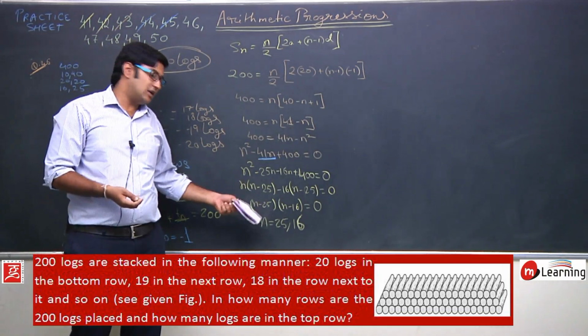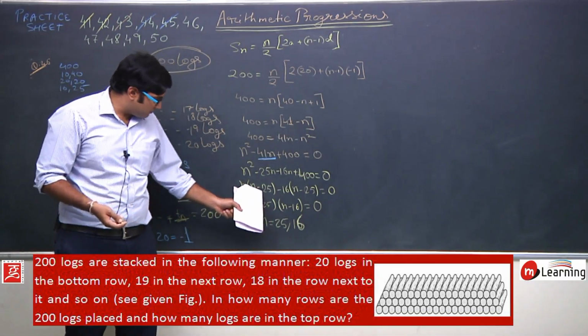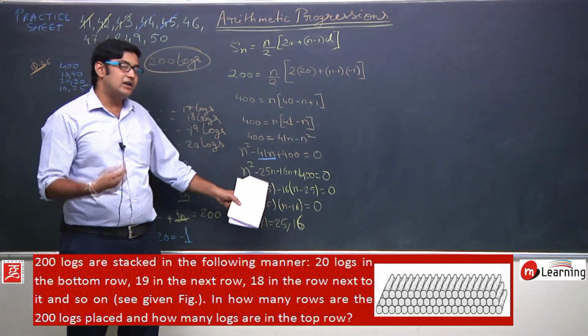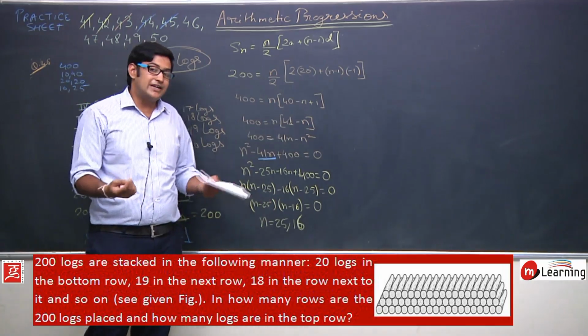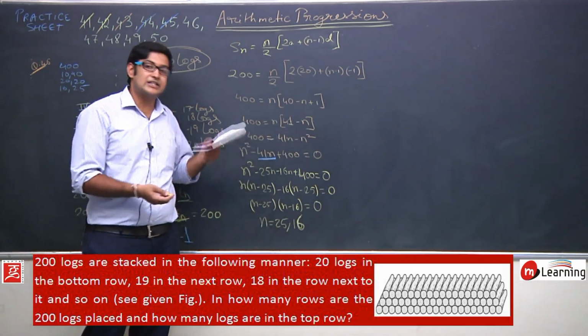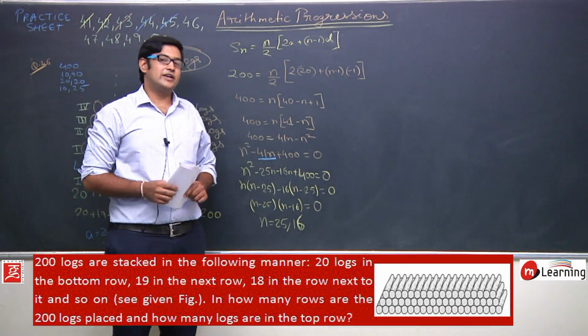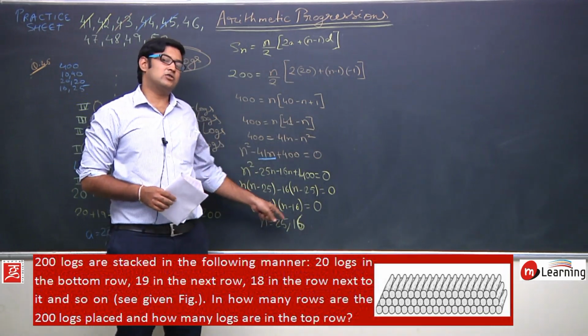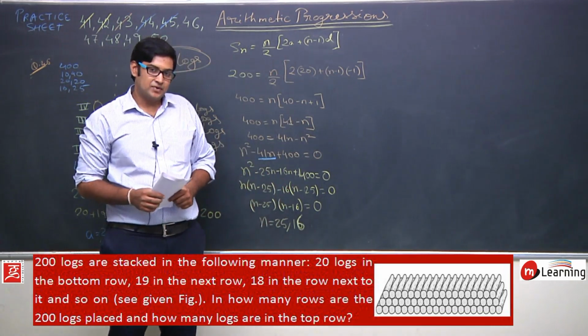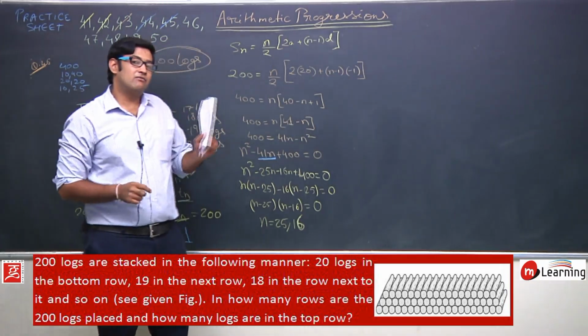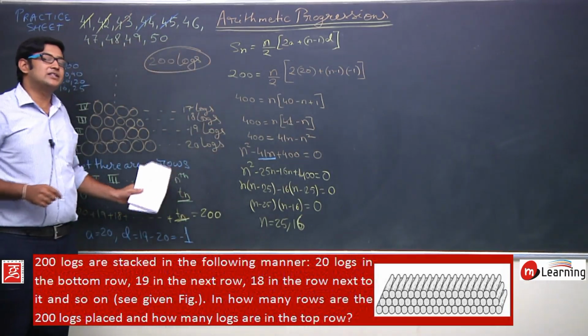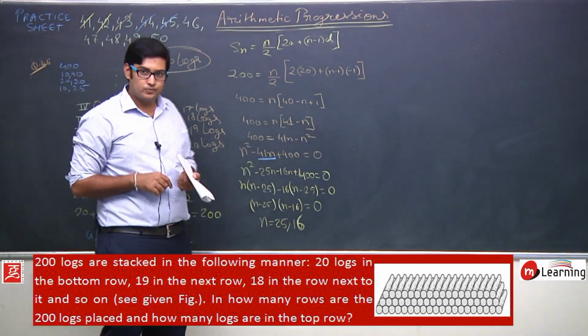Just think about it: we can use one of the values and discard one of the values, or should we take both the values? Let us try to think about this. How will we deduce whether we should take n equal to 25 or n equal to 16? Let us calculate the value of the nth term, that is, the number of logs in the nth row.